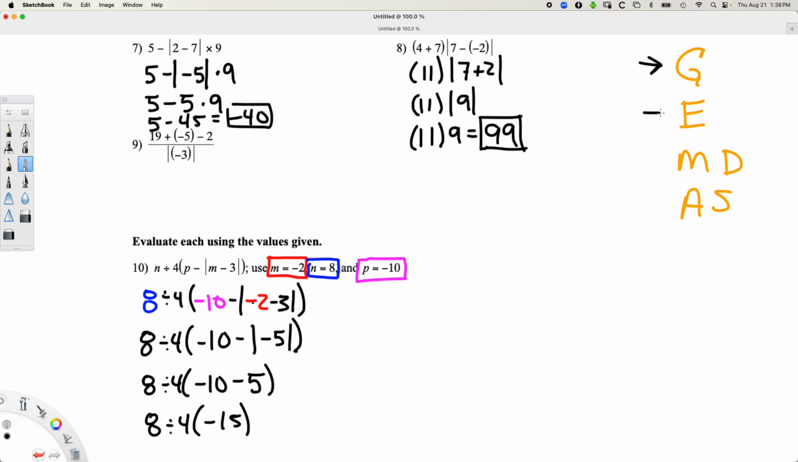Do we have any exponents? Nope. Do we have any multiplication and division? Yes, we do. And so we have multiple ones. So once again, we're going to go from left to right, just like we read a book. So I'll put it up here again. 8 divided by 4 times negative 15. Okay, so 8 divided by 4, I do this one first. That would be 2 times negative 15. And what is 2 times negative 15? That would be equal to negative 30.